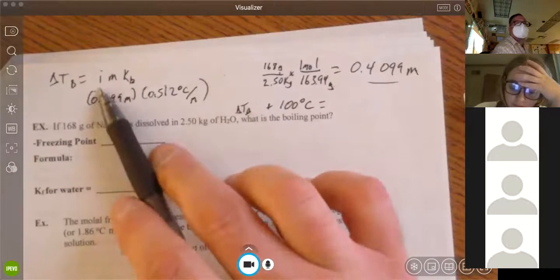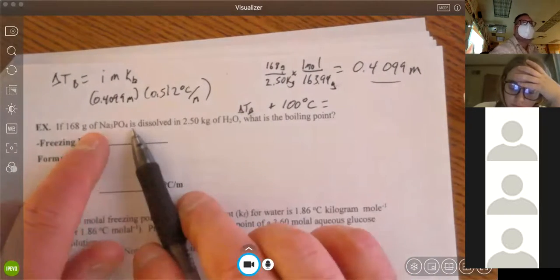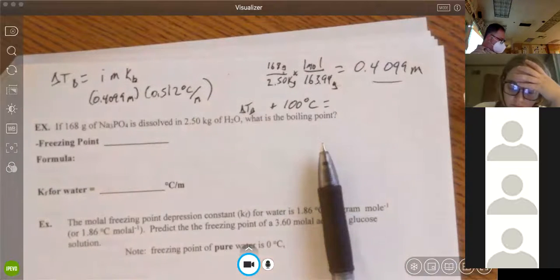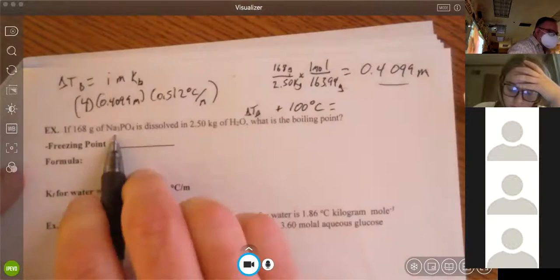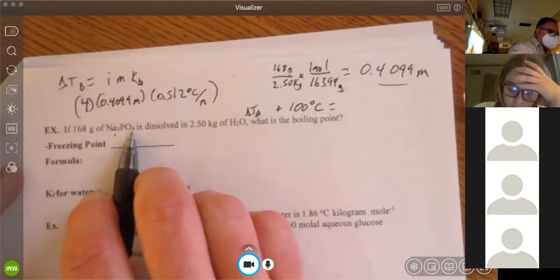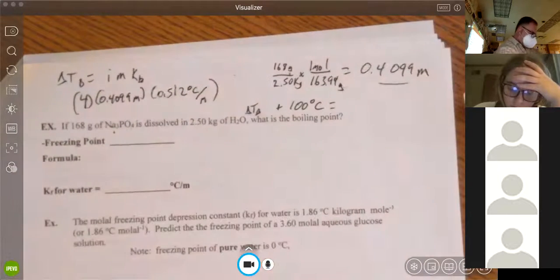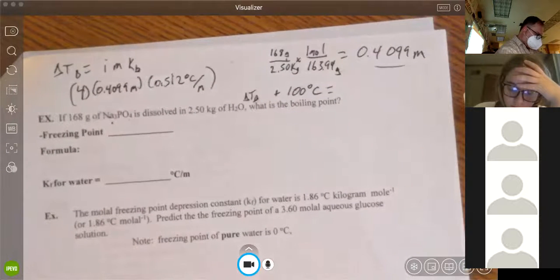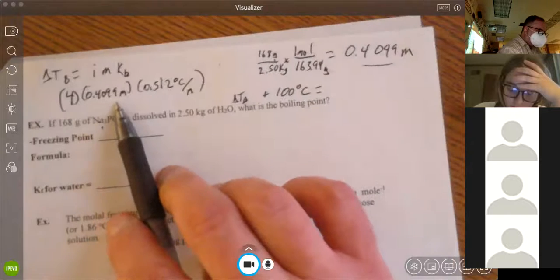My Van't Hoff factor, Na3PO4. What is my Van't Hoff factor for that? Is sodium a metal? It's 4, good. It's 4. Sodium is a metal, so we have 3 from sodium and 1 from PO4. So then we're going to take 4 times 0.4099 times 0.512.